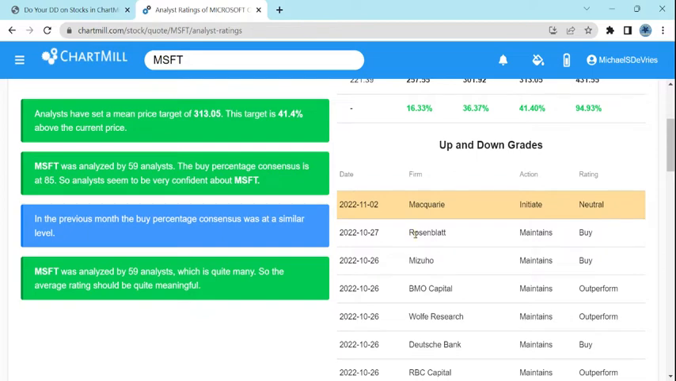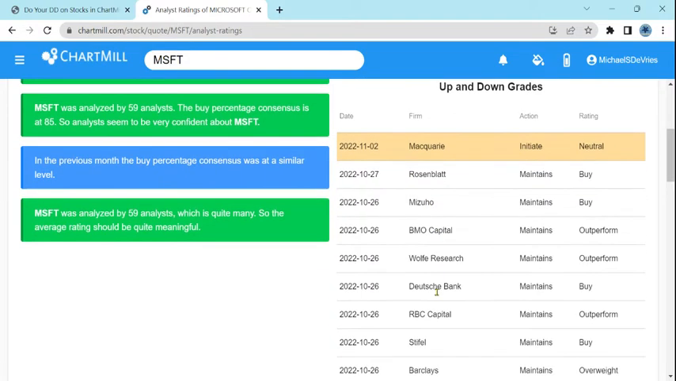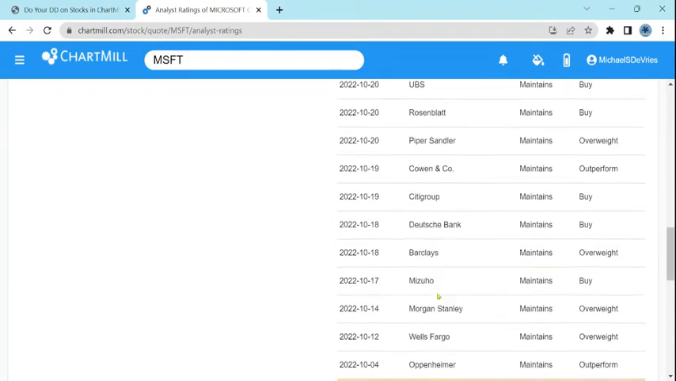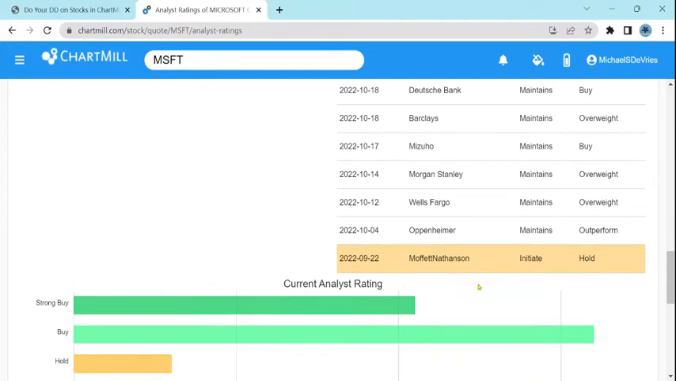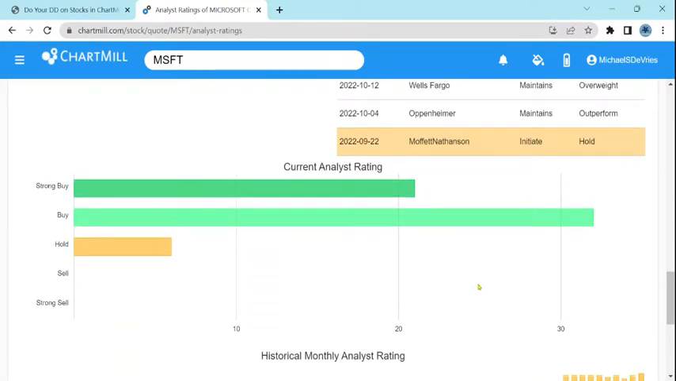So we can then go back. We've got maintain buys, maintain outperforms, etc. So you can go back for quite some period of time and see changes in the analyst ratings.